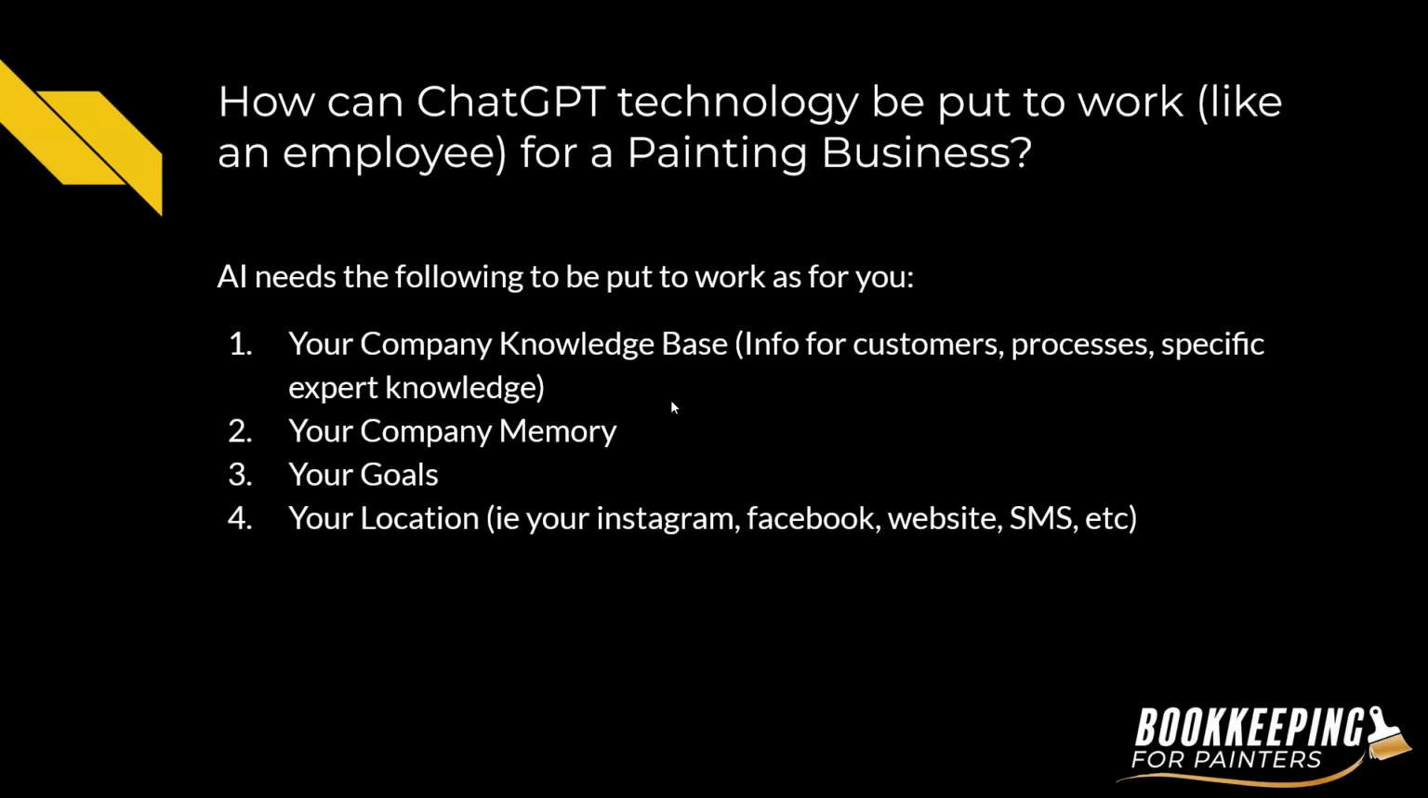Obviously, out of the box, you can't go to ChatGPT and ask it what kind of services does my painting business provide, because it doesn't know anything about your specific painting business. It doesn't know any conversation history with your leads or your customers. It doesn't know your goals and what you want an AI assistant to do. So out of the box, ChatGPT can't do that.